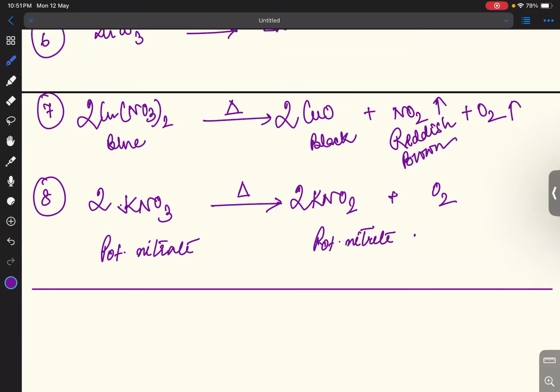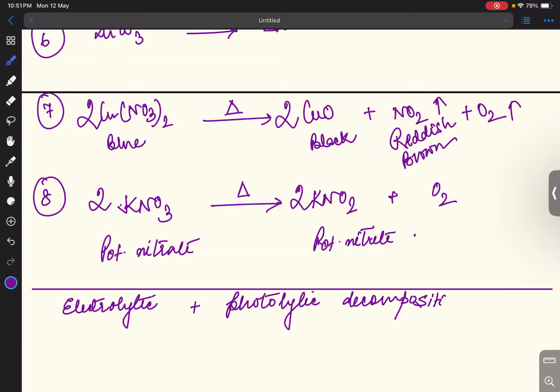Okay, students, we have electrolytic decomposition and photolytic decomposition. Remember that electrolytic and photolytic decomposition are also very important along with thermal decomposition. Electrolytic is with the help of electric current and photolytic is with the help of sunlight. So decomposition can take place with the help of heat, electric current and sunlight.